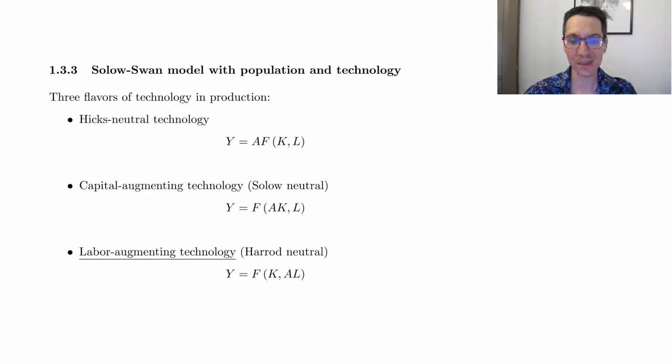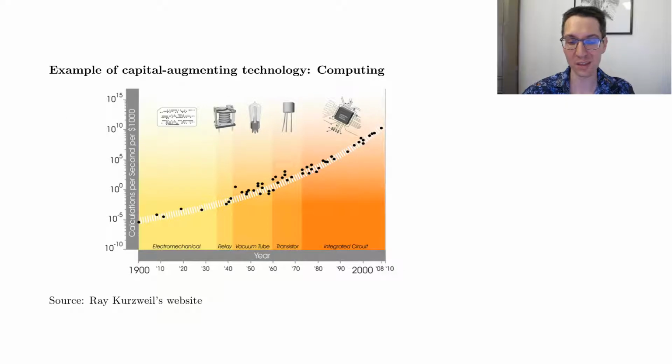So capital augmenting technology, something that augments the productivity of capital. One easy example that we can think of is computing. Computers used to be very slow, and then over time they get more and more efficient. So this makes their use more and more useful. And here's a way to measure computing power: calculations per second per 1,000 US dollars. This is from Ray Kurzweil's website.